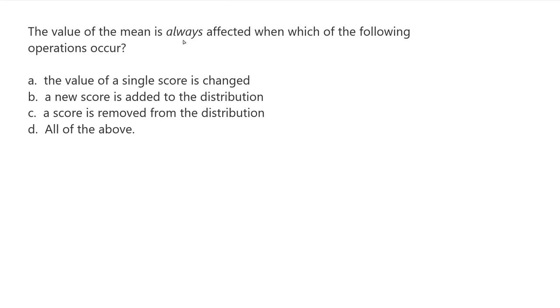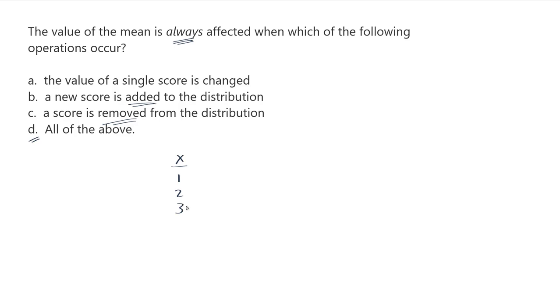The value of the mean is always affected when which of the following operations occur? Either A, the value of a single score is changed, B, a new score is added to the distribution, C, a score is removed from the distribution, or D, all of the above. Now it might seem like it should be D, all of the above, simply because adding or removing a score definitely seems like it should be affecting the mean, and it's easy to see why.